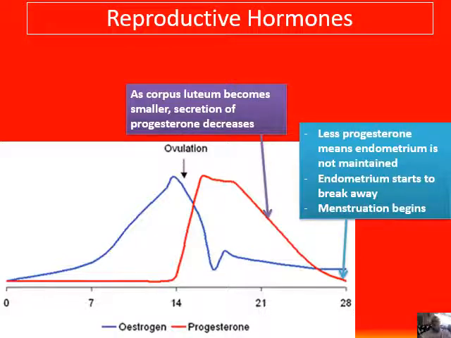As the corpus luteum becomes smaller, secretion of the progesterone decreases. So if fertilization does not occur, then the corpus luteum itself just starts to disintegrate because it gets old, and that means that the amount of progesterone actually starts to decrease. Less progesterone means the endometrium is not maintained. The endometrium starts to break away and menstruation begins. Please note that menstruation is also called menses.